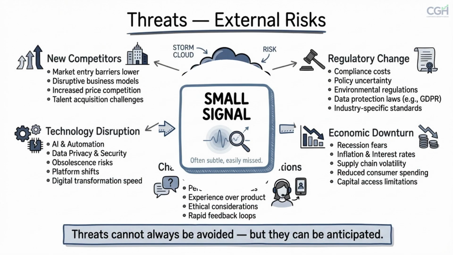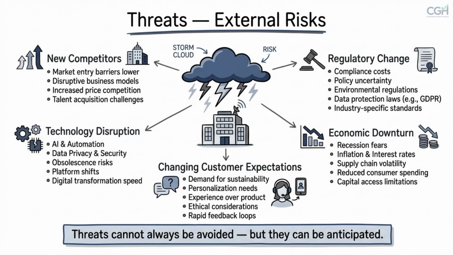The final quadrant is threats. Threats represent external risks that could negatively impact your organization. These might include new competitors entering the market, technological disruption, economic downturns, regulatory changes, or shifts in customer expectations.